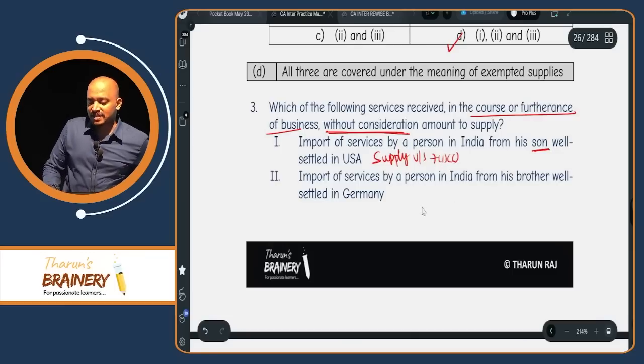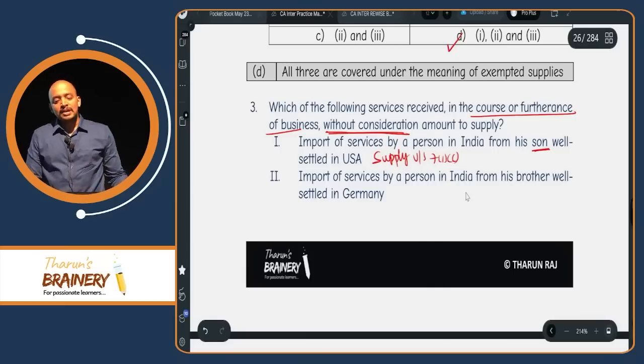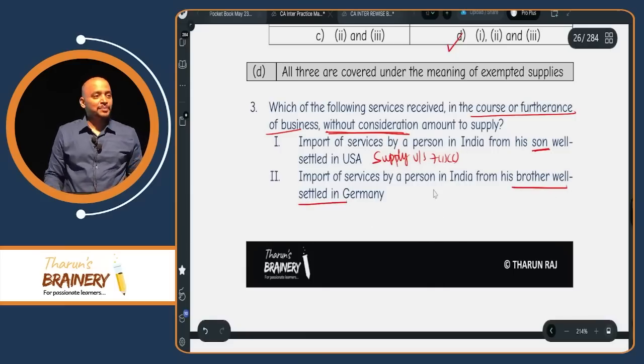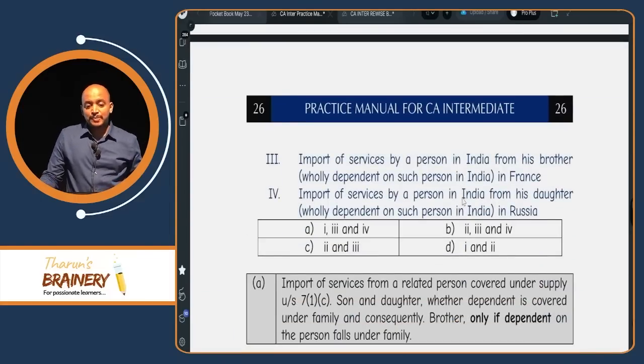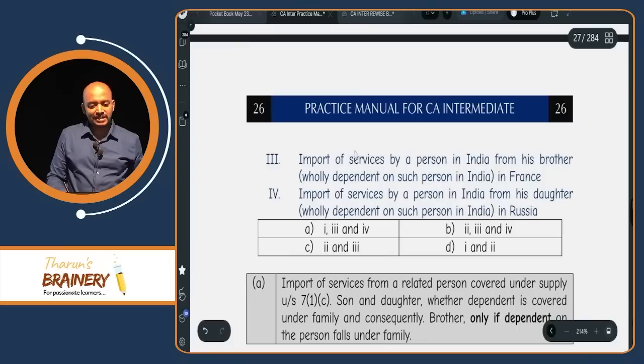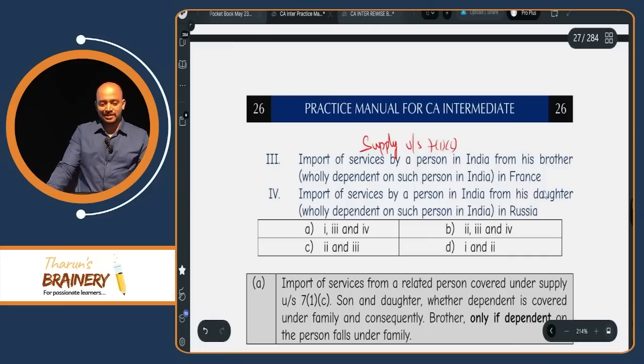Next, import of service by a person in India from his brother well settled in Germany. Is it import of service from a related person? No, because a brother well settled in Germany means not dependent on that person. So a not dependent brother is not treated as related, therefore it is not a supply. Then import of service by a person in India from his brother wholly dependent on such person in India, in France. Is it supply under 7(1)(c)? Yes. Import of service from a related person without consideration in the course or furtherance of business.